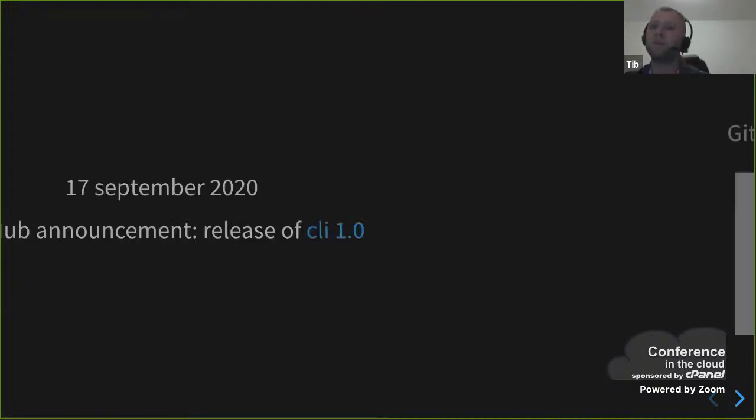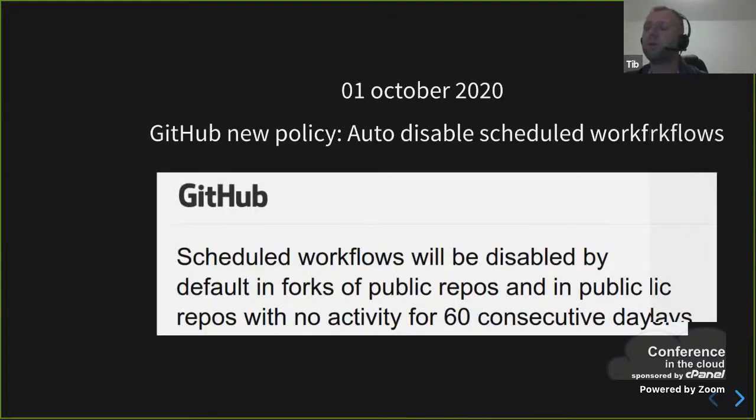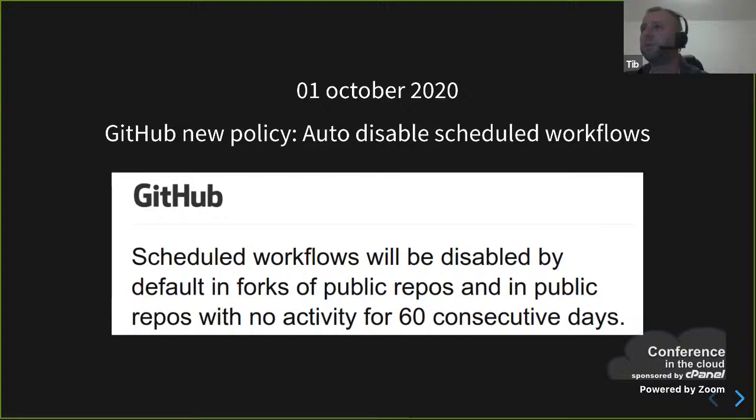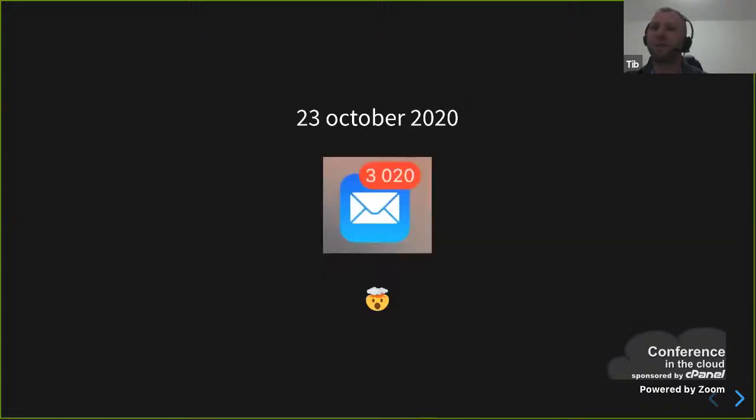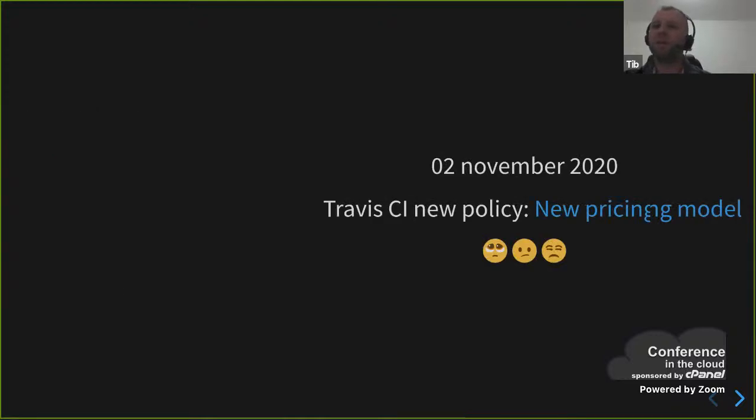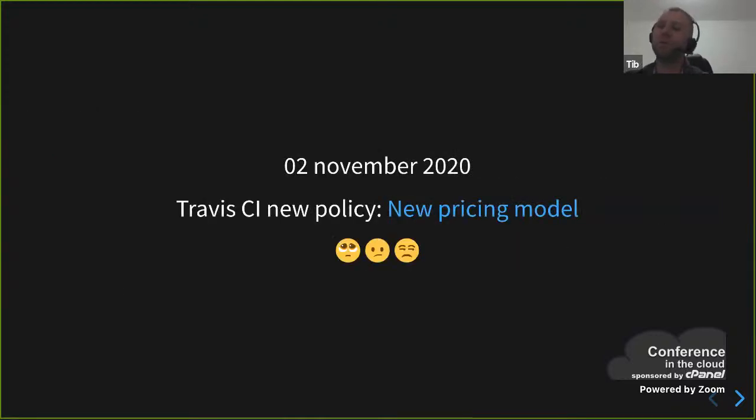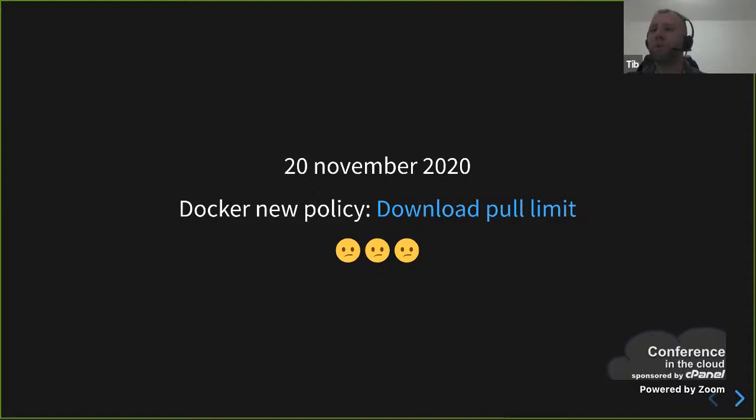In October, still GitHub, a new policy about auto-disabling scheduled workflows. That was very bad news for me because all my dashboards were built on top of scheduled workflows. Just a few days after, I received so many emails from GitHub that I decided to leave my workflows disabled. In November, Travis CI announced a new pricing model for public repositories. Still in November, Docker announced a new policy about the pull limit. You have to docker login to benefit from unlimited pulls, as before.